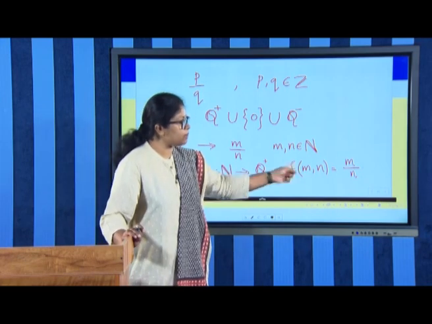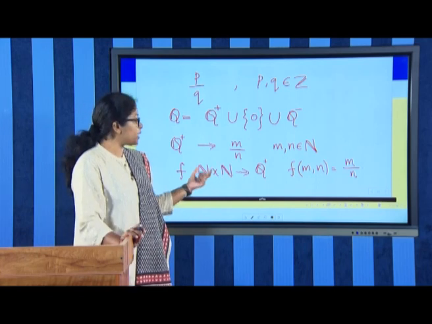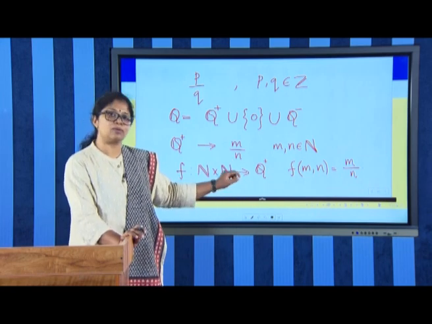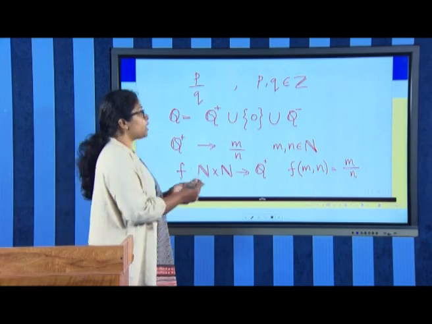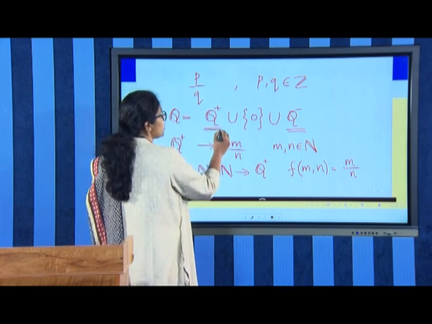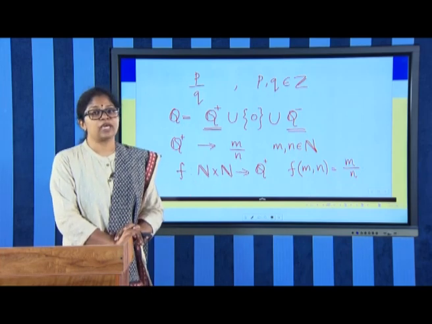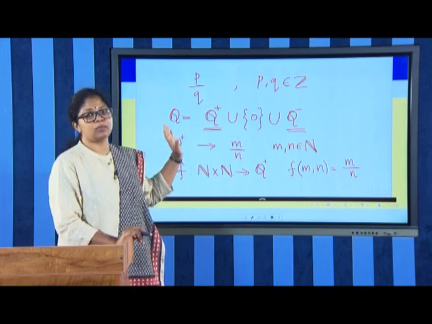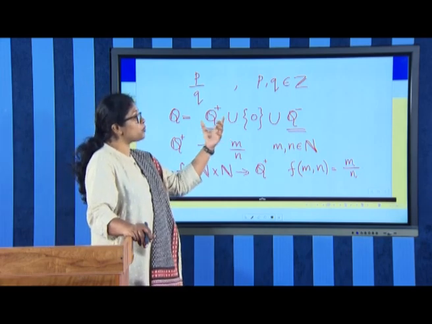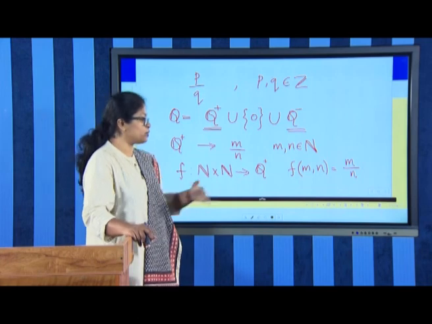So, this f becomes a bijection, and since we have already proved that N cross N is countable, we have proved that there is a bijection from N cross N onto Q plus, and therefore, Q plus is also countable. A similar argument can show that Q minus is countable, and so if Q plus is countable, Q minus is countable, and set 0 is countable, we can show that Q is a countable set. So, we have to prove that a countable union of countable sets is countable. That is what we are going to see next.